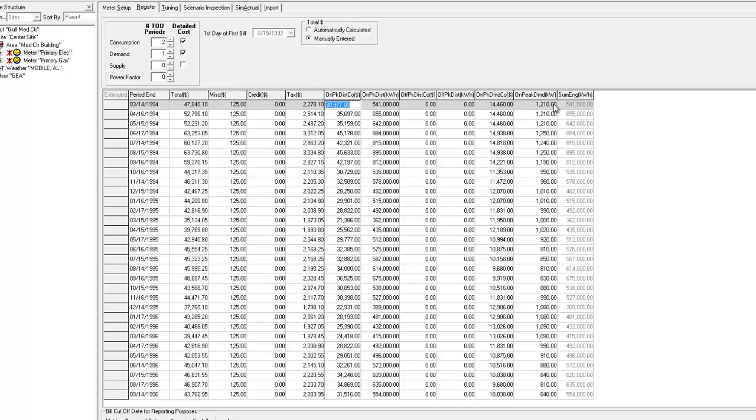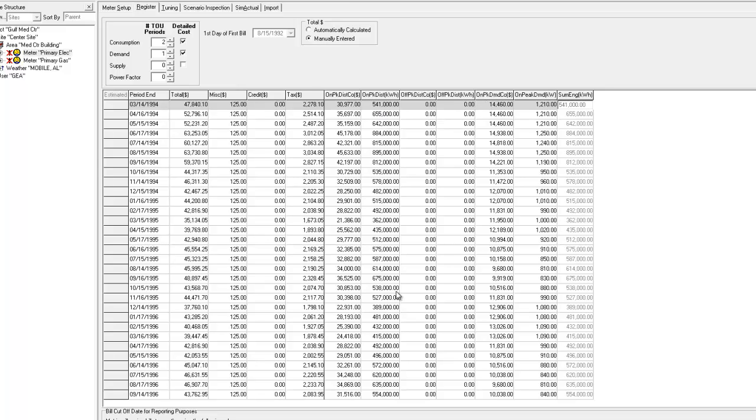Next up is demand over here. This is in terms of power. That could be kilowatts, therms per hour, or BTU per hour, or anything like that. And directly to its left is the cost directly associated with that. This final column is only appearing because I have time of use periods for consumption, and it is just the sum of my on-peak and off-peak distribution usage.